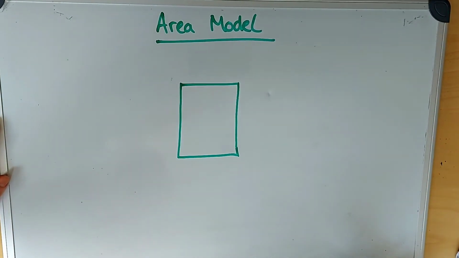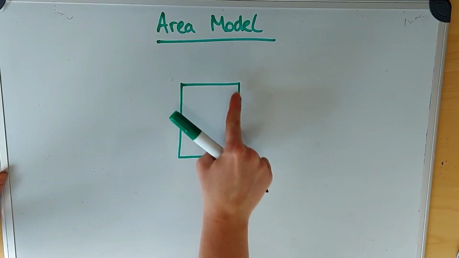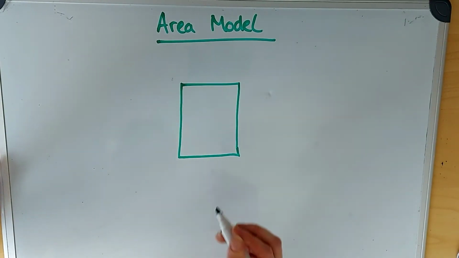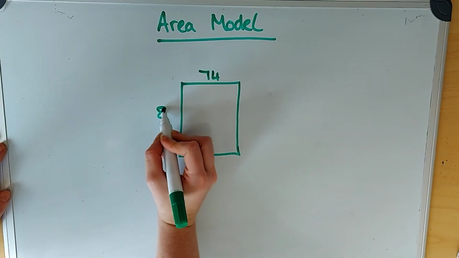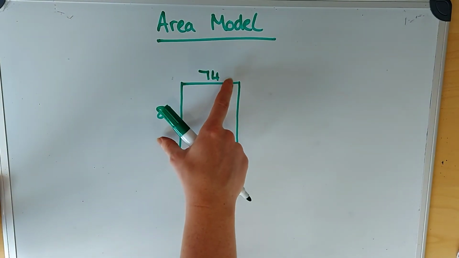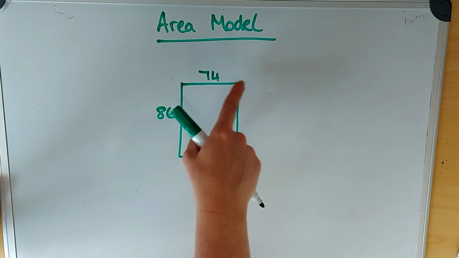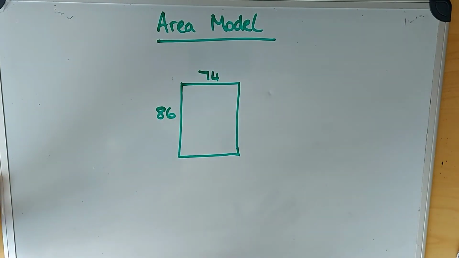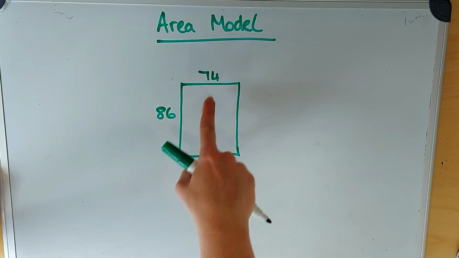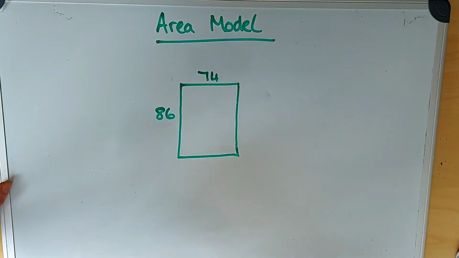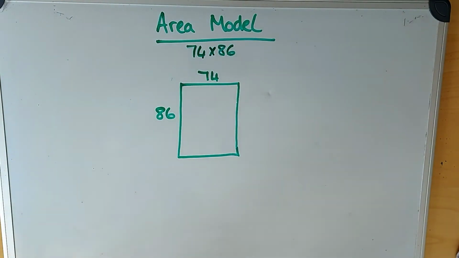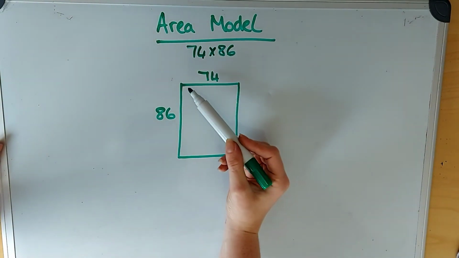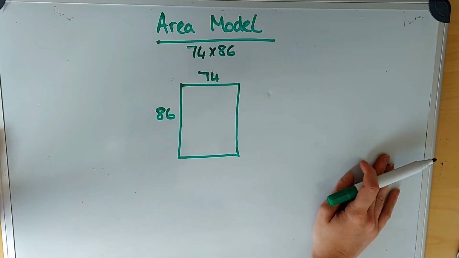So the reason we're using an area model is because to find the area of a rectangle, we need to do something like, let's say that's 74, and let's say we've got 86 here. Now, I'm not writing the units, so millimetres, centimetres, because that's not really necessary for what we're doing at the moment. So in order to find out the area of this rectangle, I would do 74 multiplied by 86. So this is going to be my question for the day. So what does 74 multiplied by 86 actually mean?